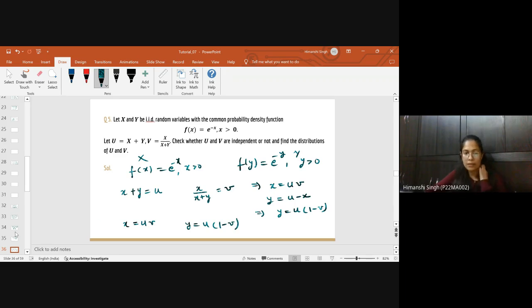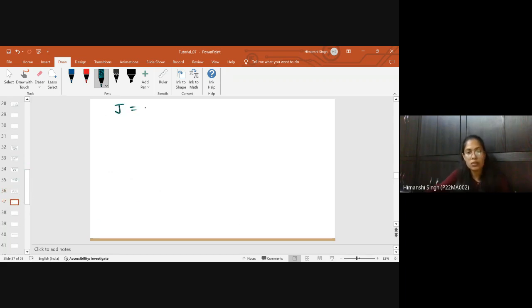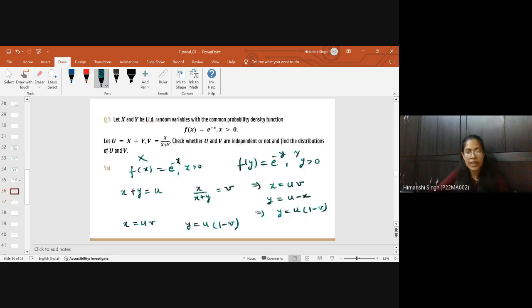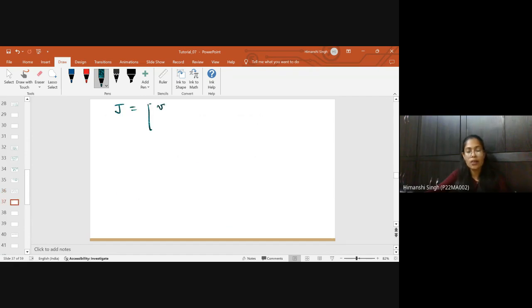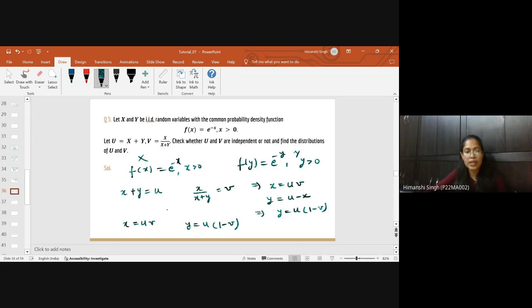For that, I will first find out the Jacobian. So what will be the Jacobian? It will be the derivative of this with respect to u, so that is v. And the derivative of uv with respect to v, that will be u here. Now the derivative of this with respect to u, that is 1 minus v.